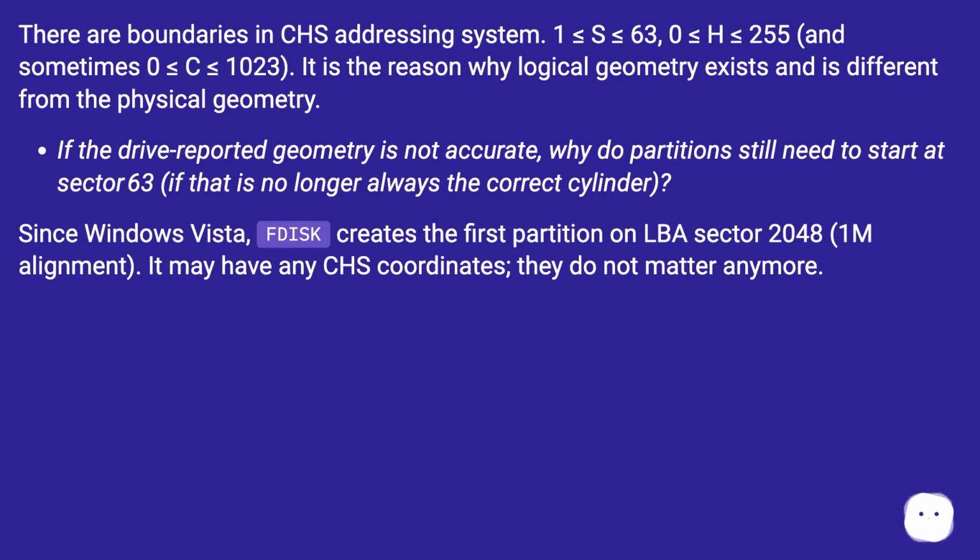If the drive reported geometry is not accurate, why do partitions still need to start at sector 63, if that is no longer always the correct cylinder? Since Windows Vista, fdisk creates the first partition on LBA sector 2048, 1M alignment. It may have any CHS coordinates, they do not matter anymore.